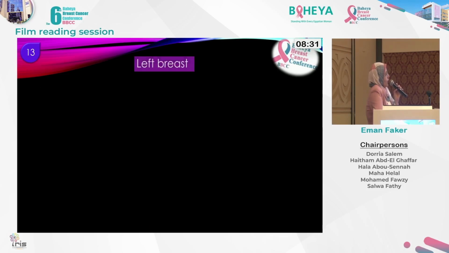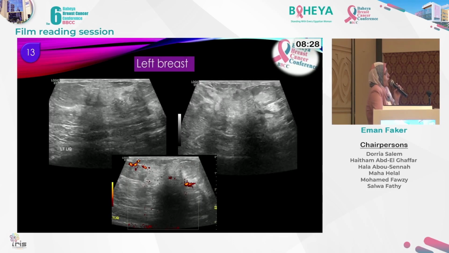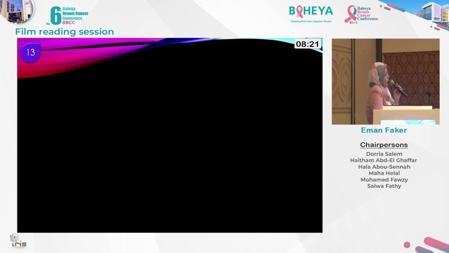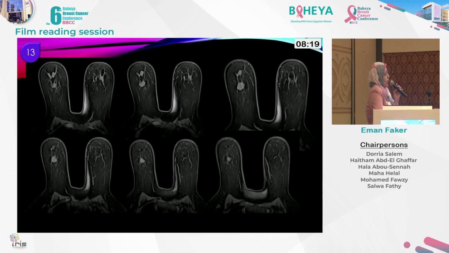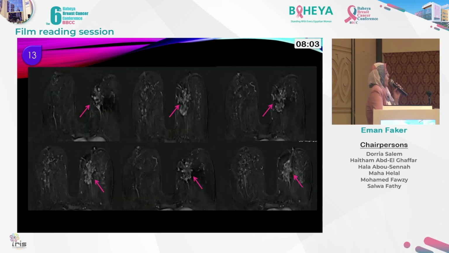What about the contralateral side? It shows an area of altered parenchyma, which is highly vascular on color Doppler, and we performed an MRI to ensure the extent and the characterization. We find that at the right breast, there are multiple lesions with homogeneous post-contrast enhancement, while on the left side, we can see here an area of non-mass enhancement extending in the inner quadrant.